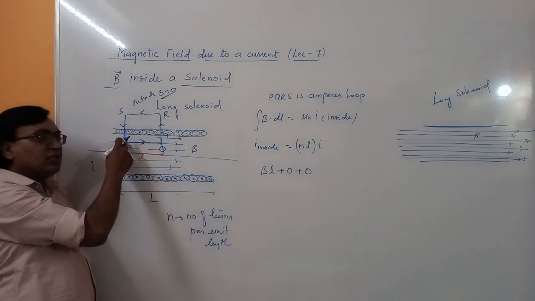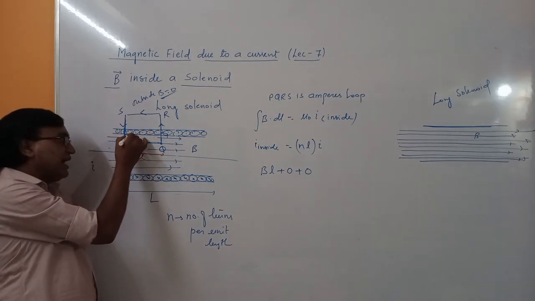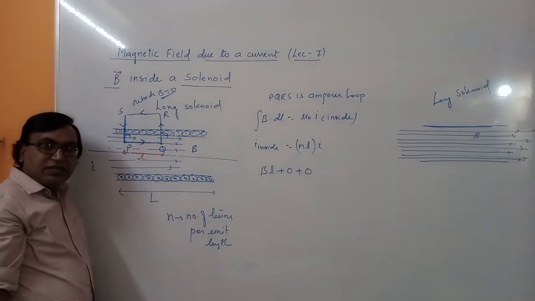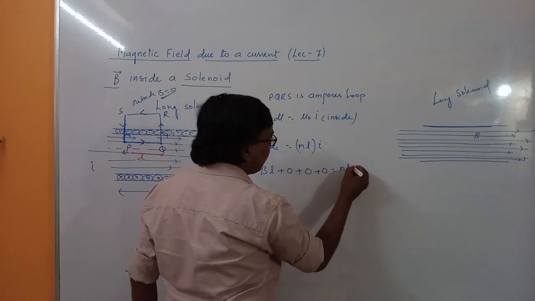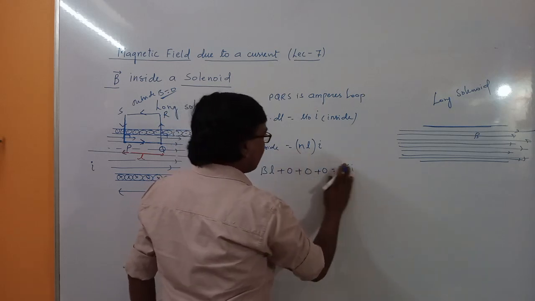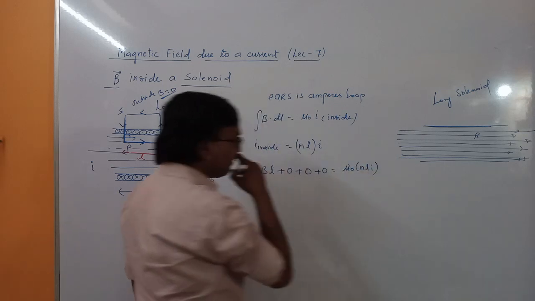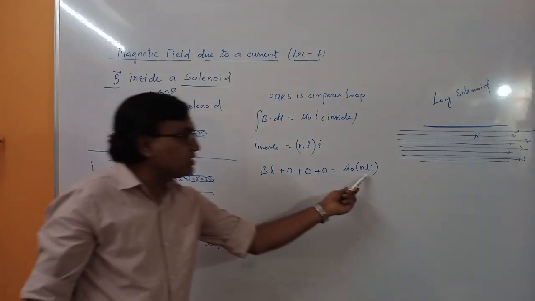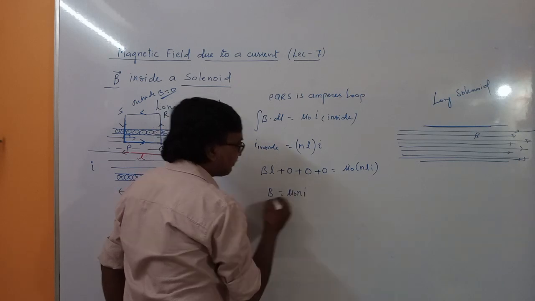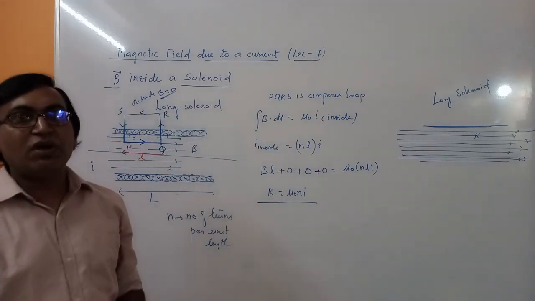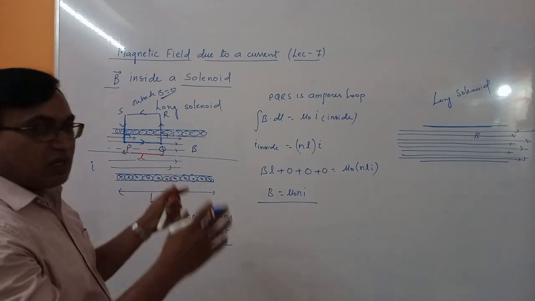And if you go along this direction, again the magnetic field is along this direction and you are moving along this direction, that angle is 90 degrees. Cos 90 is 0, or the dot product is 0, so plus 0 is N L into I. So this will be integral B dl equals mu naught N L into I. Mu naught I, so total current is N L I. Then B will be equal to mu naught N I. So this is what we have seen. B is equal to mu naught N I for a long solenoid.